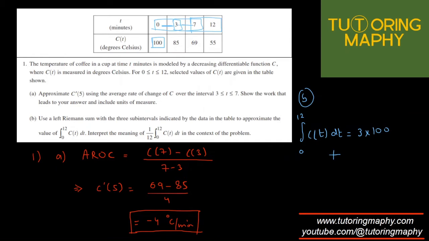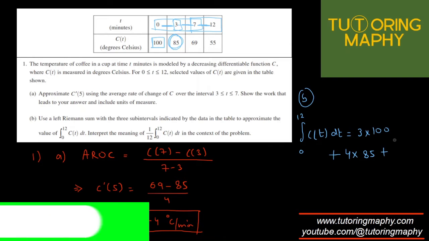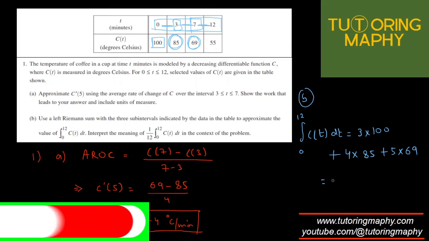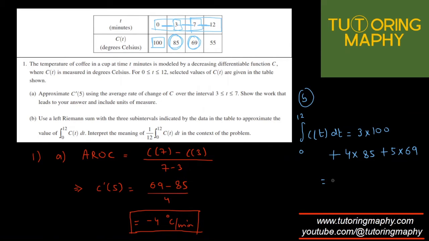Plus, likewise, 7 minus 3 is 4, times the height, which is 85. And finally, 12 minus 7 is 5, multiplied with the height at 7, which is 69. Let me just grab my calculator. It's 300 plus 4 times 85 plus 5 times 69, which is 985.